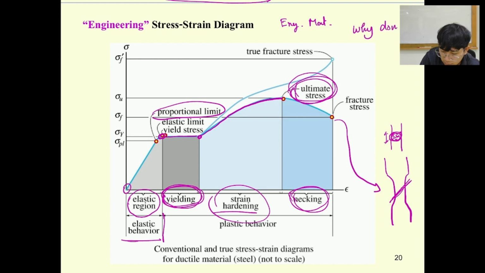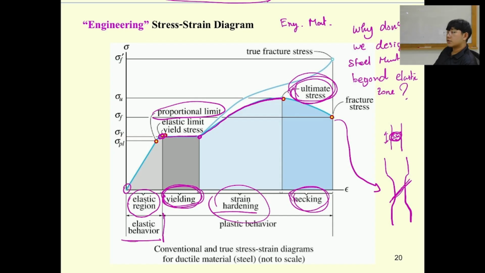Why don't we design steel members beyond, let's say, the elastic zone? Can you guess? Yep, that's correct. Because, you know, if you tell your neighbor who doesn't have any knowledge about civil engineering that the beam deforms, and then you tell them, oh, it's still okay, it's in the plastic zone, they don't understand anything.